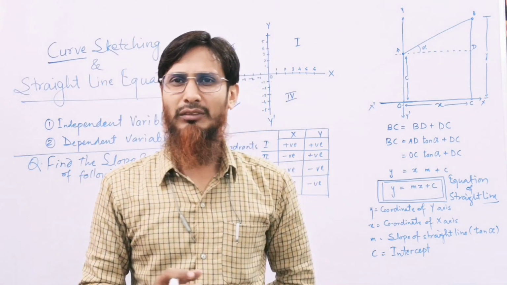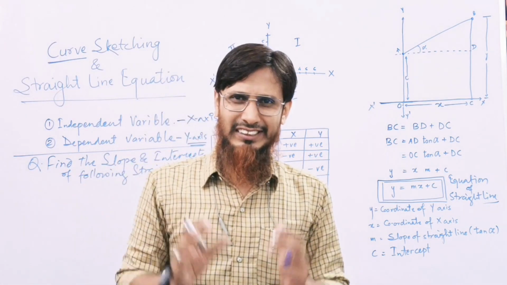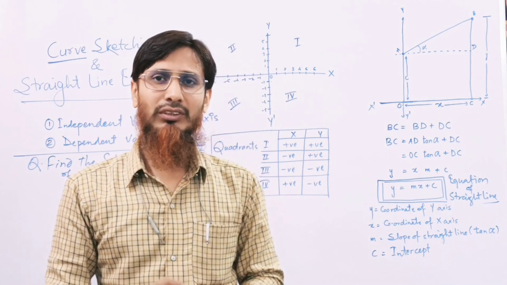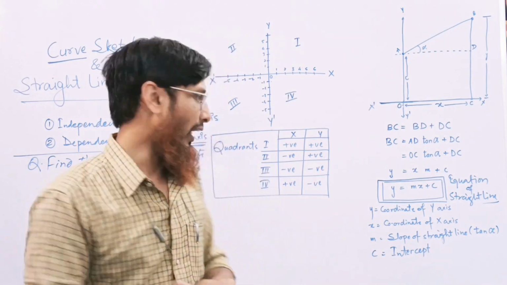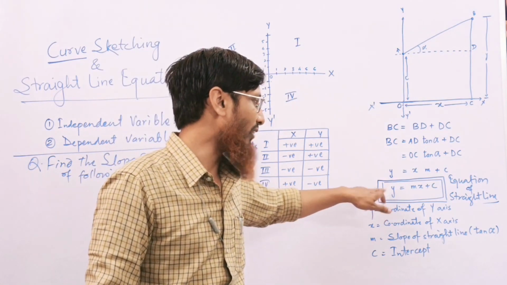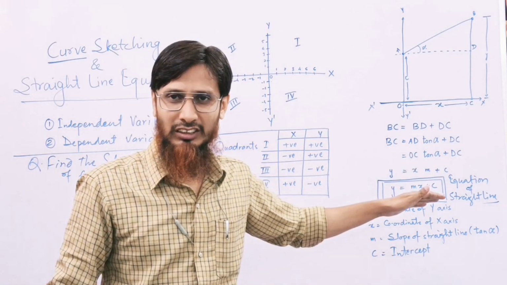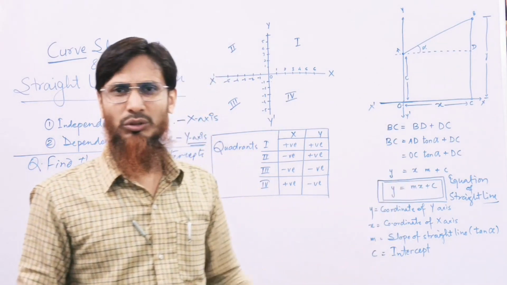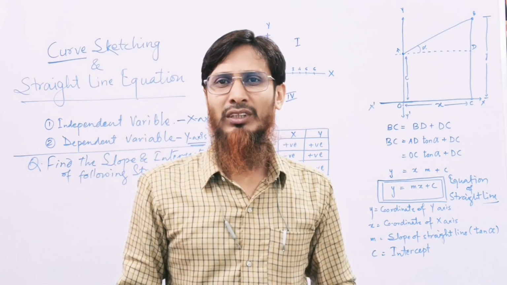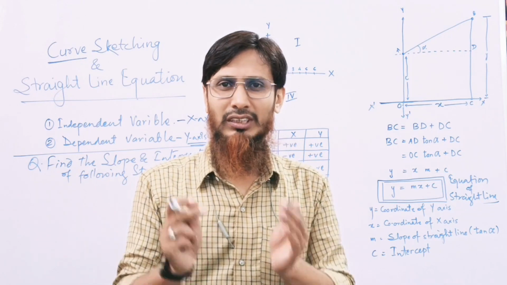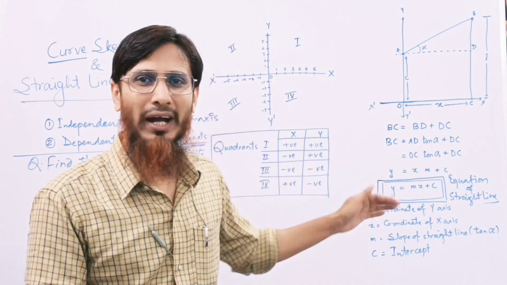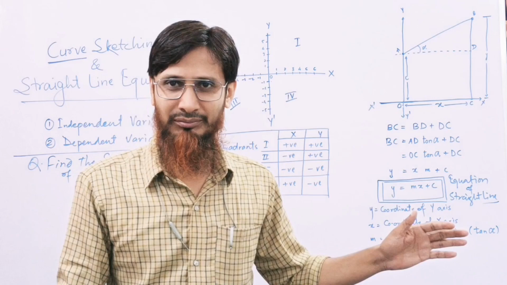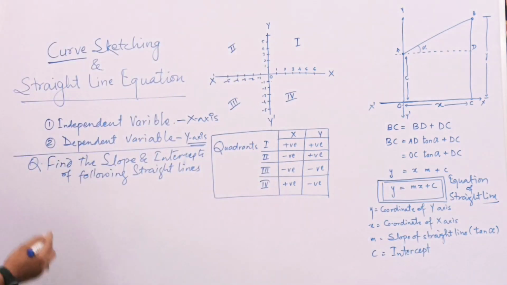Listen very carefully. Whatever question is given, we just have to convert that straight line formula into this straight line formula, that is y equals to mx plus c. This is the equation of a straight line. So whatever question is given, we just have to convert those parameters into y equals to mx plus c. Is it okay? So move on to the question.